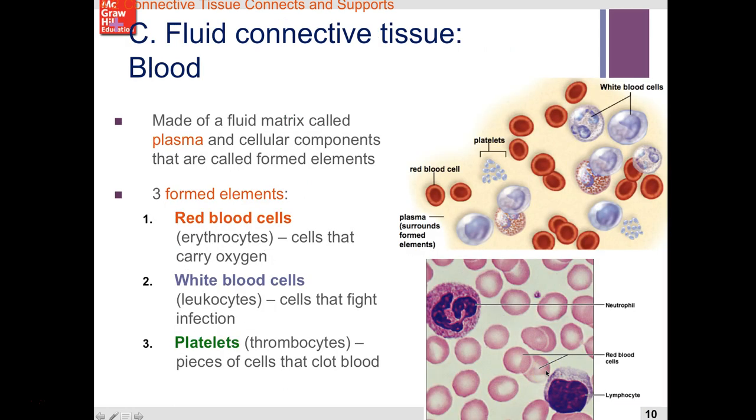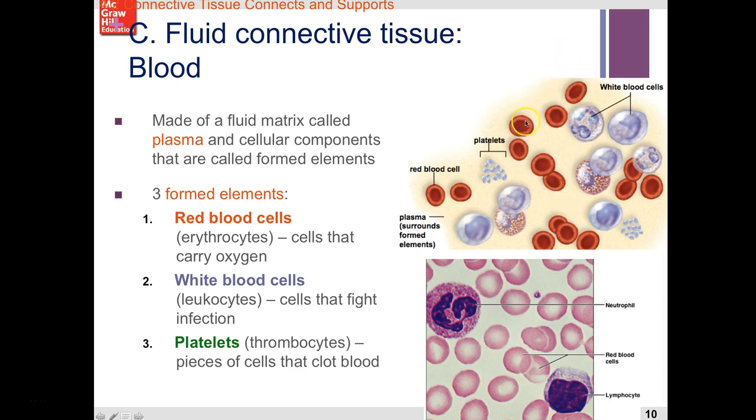And now we move into fluid connective tissue. The first one will be blood, and it's made up of a fluid matrix, which we call plasma. So you can kind of think of the plasma as this yellow stuff back in here. And we have a bunch of different things in plasma, like ions and plasma proteins that we won't get into just yet. We'll save that for chapter 6, I believe it is. But the main components that we do want to know are our three formed elements.